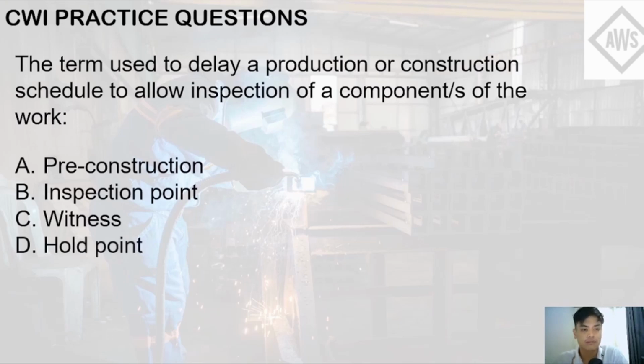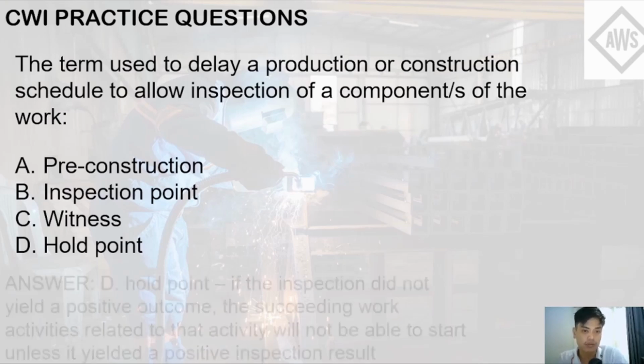So letter A doesn't make any sense. Basically, pre-construction doesn't align with what the question is asking for. Inspection point is a more general term for this one. Witness is one of the points that is indicated in the inspection test plan. The hold point, basically this is the answer. It delays the production or construction schedule to allow inspection of a component.